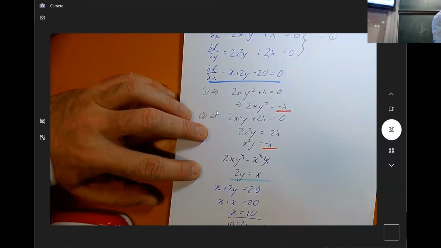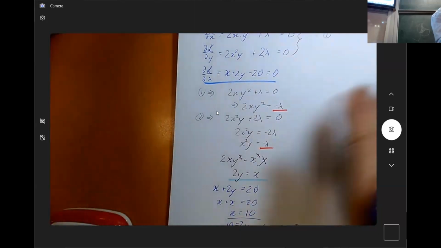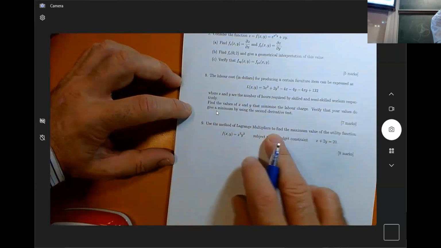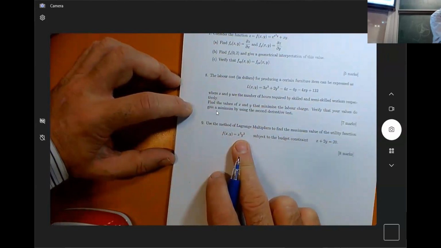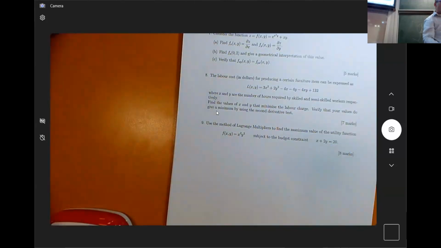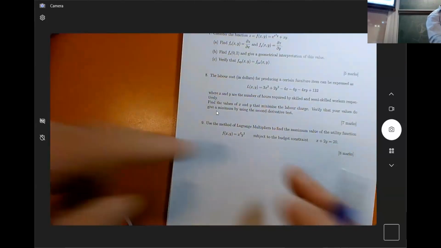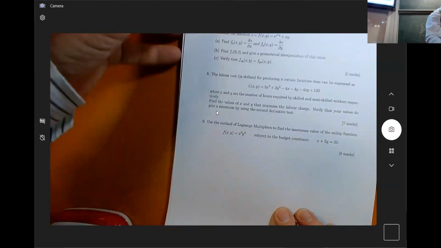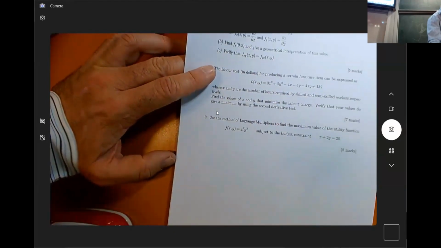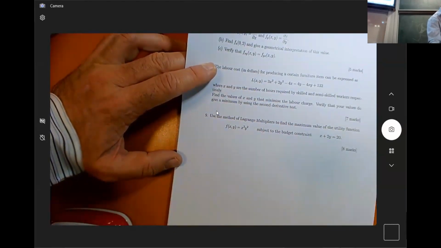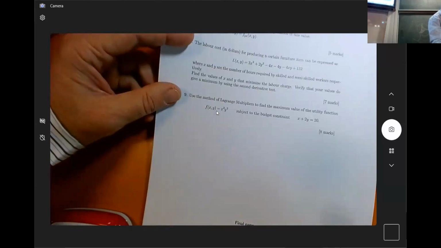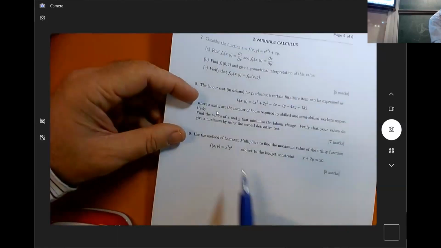If we go back to the question, use Lagrange multipliers to find the maximum value subject to this constraint. So we actually haven't got anything that tells us whether we've created a maximum or a minimum. What we can do though is go into this region because of the form of the function.